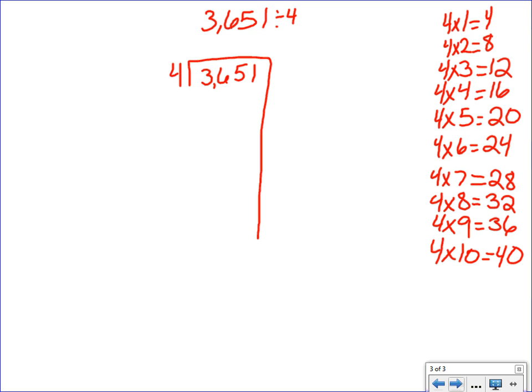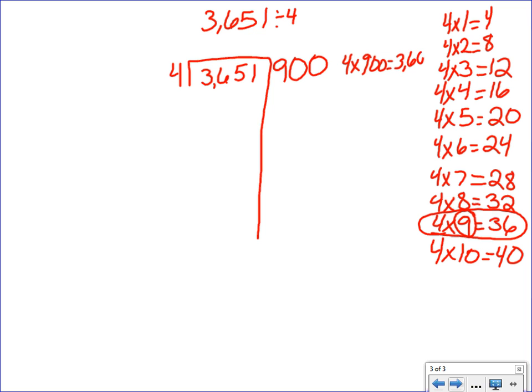All right, so I'm going to try to get as close to 36 as I can, and the closest I can actually get is 4 times 9, which is 36. So I'm going to circle 4 times 9 equals 36, and then I'm going to circle the 9, and bring the 9 over here. Now, if I just do 4 times 9, then I'm just subtracting 36 from 3,651, but I want to subtract as much as I can, so I'm going to add 2 zeros behind it. So now it is 4 times 900.